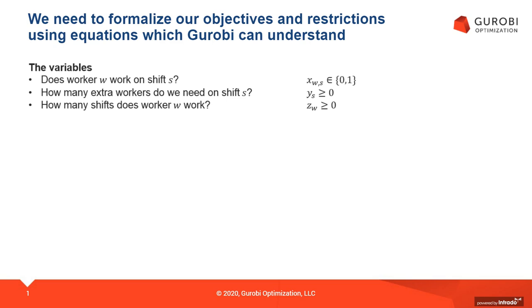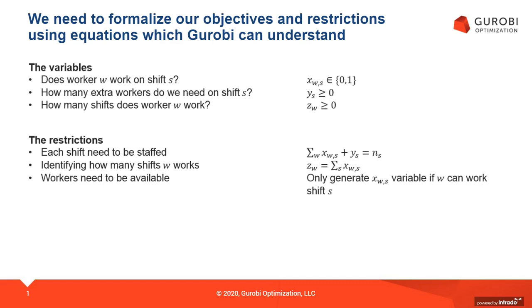So that's our variable x. Our next variable is going to indicate how many extra workers we need for a given shift. And lastly, we're going to show how many shifts a given worker W works. So with these 3 variables in place, we can now start formulating our restrictions and objectives to create a whole set of equations that describe our problem and that we can then use to make a schedule.